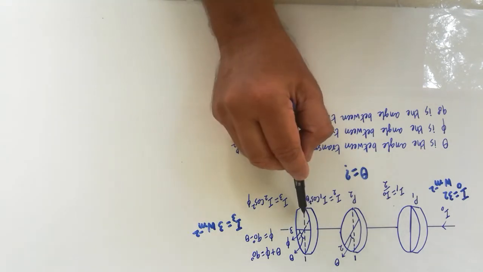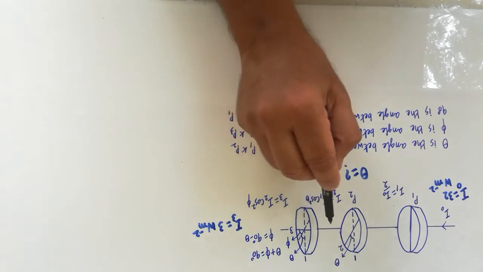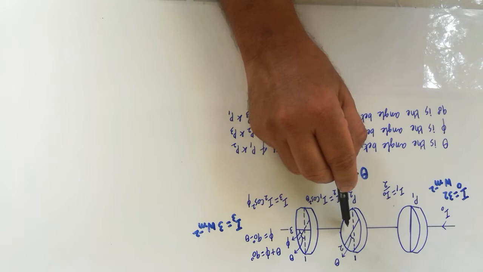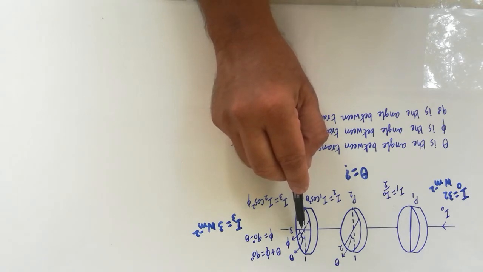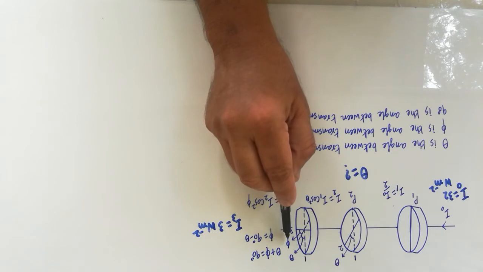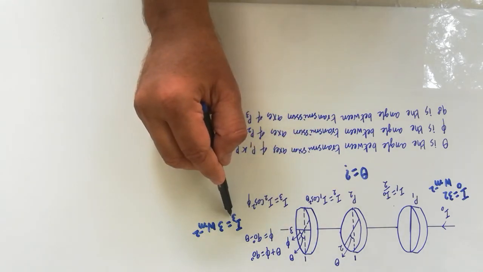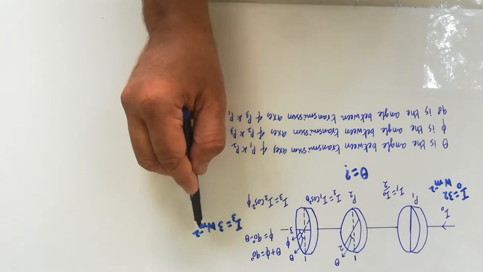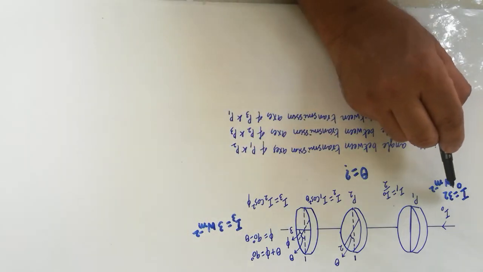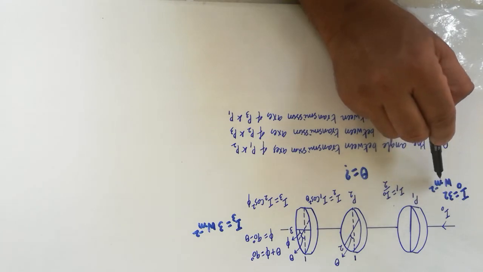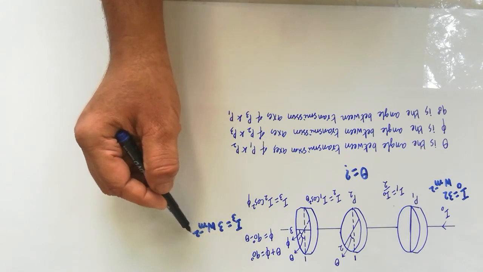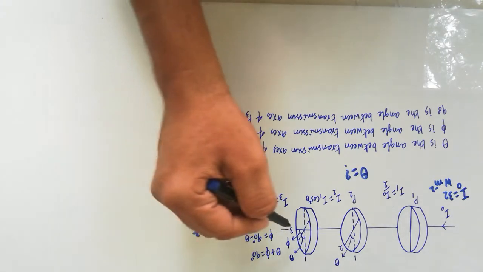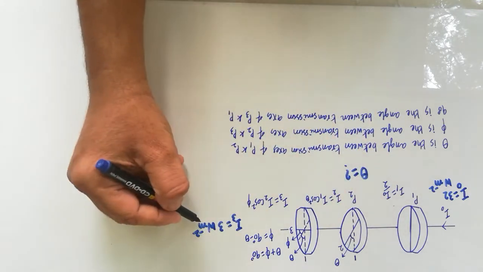Now the third Polaroid is kept here. The outcoming light from the second Polaroid is made to incident on the third Polaroid. When the third Polaroid is rotated through an angle of pi, the intensity of the outcoming light will become 3 W m^-2. Initially, the incident light intensity is 32 W m^-2. Finally, it is reduced to 3 W m^-2. The outcoming light's intensity after passing through all three Polaroids is this much.